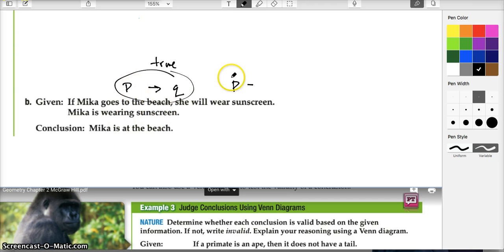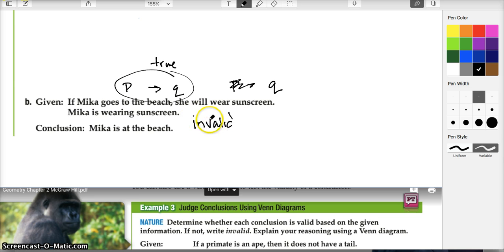We actually have Q, right? We've got Q. We don't have P. So this is true. We have this. Is it necessarily true that Mika is at the beach? No, we can't say that. So this is an invalid conclusion.